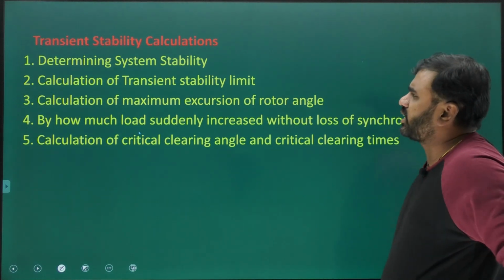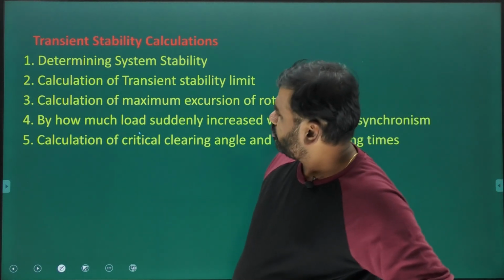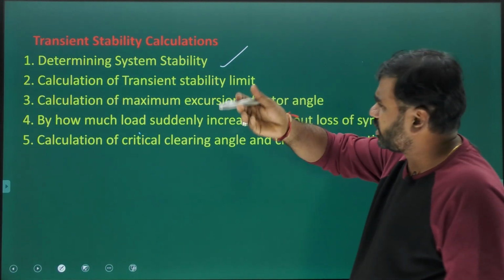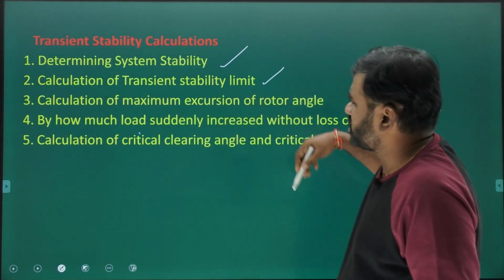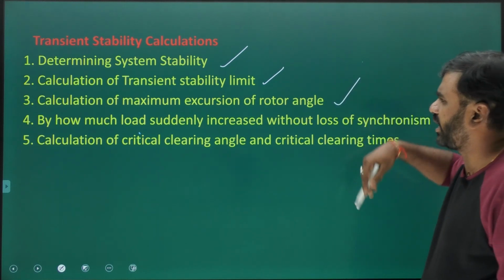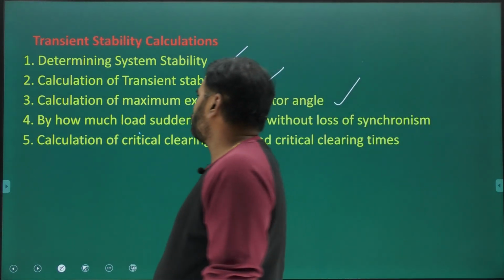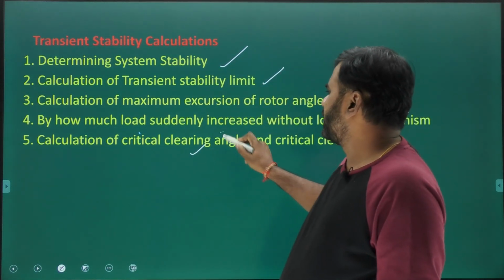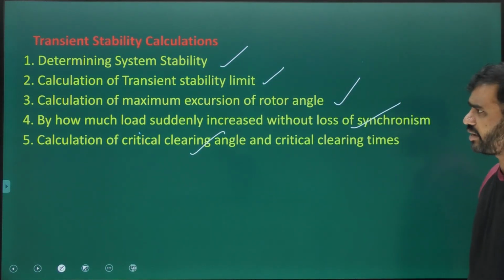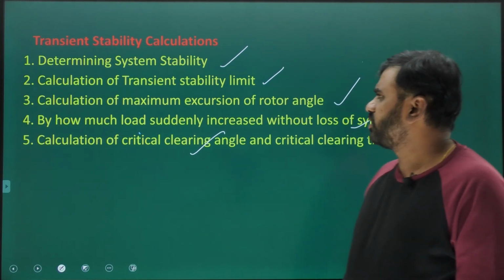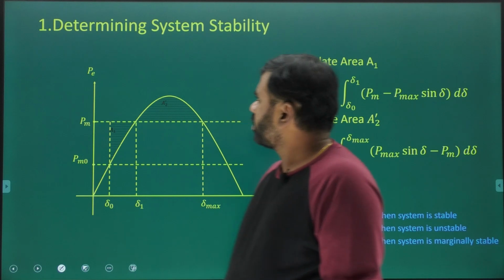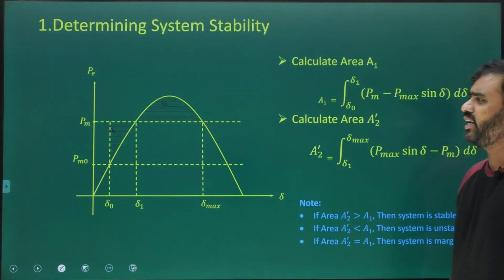Now basically the transient stability calculations are: we have to calculate the stability of the system for a given increase in load, calculation of the transient stability limit, calculation of maximum rotor angle, and by how much the load can suddenly increase without loss of synchronism, and critical clearing angle and critical clearing times. So these are the things we calculate from the transient stability analysis. Now, quickly, determining the stability. The idea is what here?